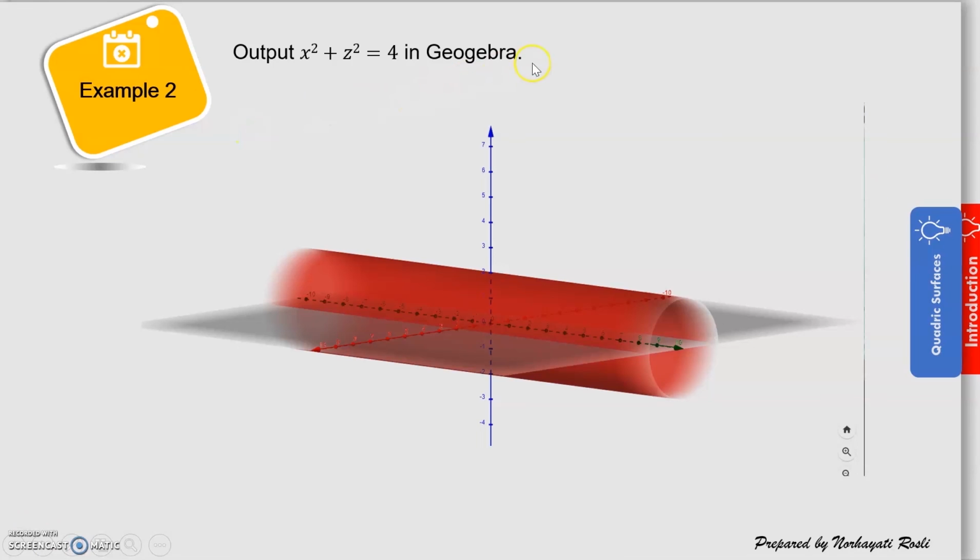We can also use GeoGebra to sketch the graphs of examples 1 and 2. For this example 2, when we sketch in GeoGebra, you can see you will get this kind of surface, which is a cylinder that is parallel to the y axis.